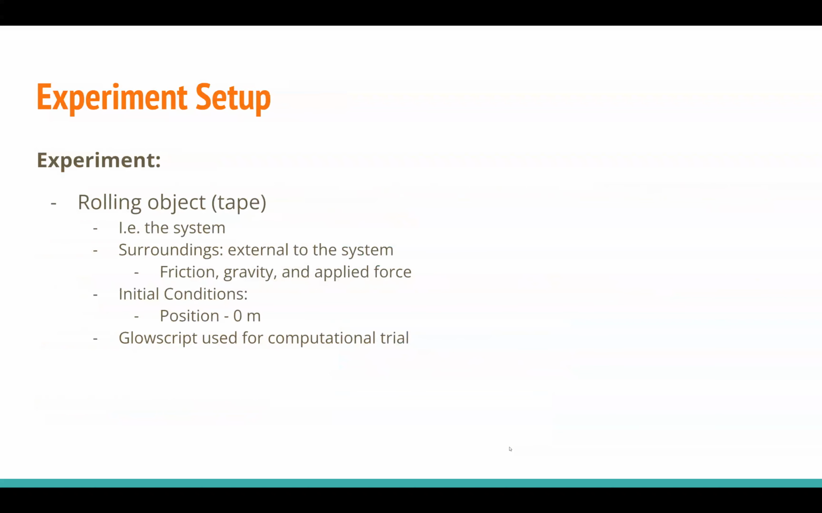In this case, it's tape, which is going to be our system. The surroundings external to the system are friction, gravity, and applied force. For our initial condition, we're going to use position equals 0 meters, and the GlowScript is going to be used for the computational trial.